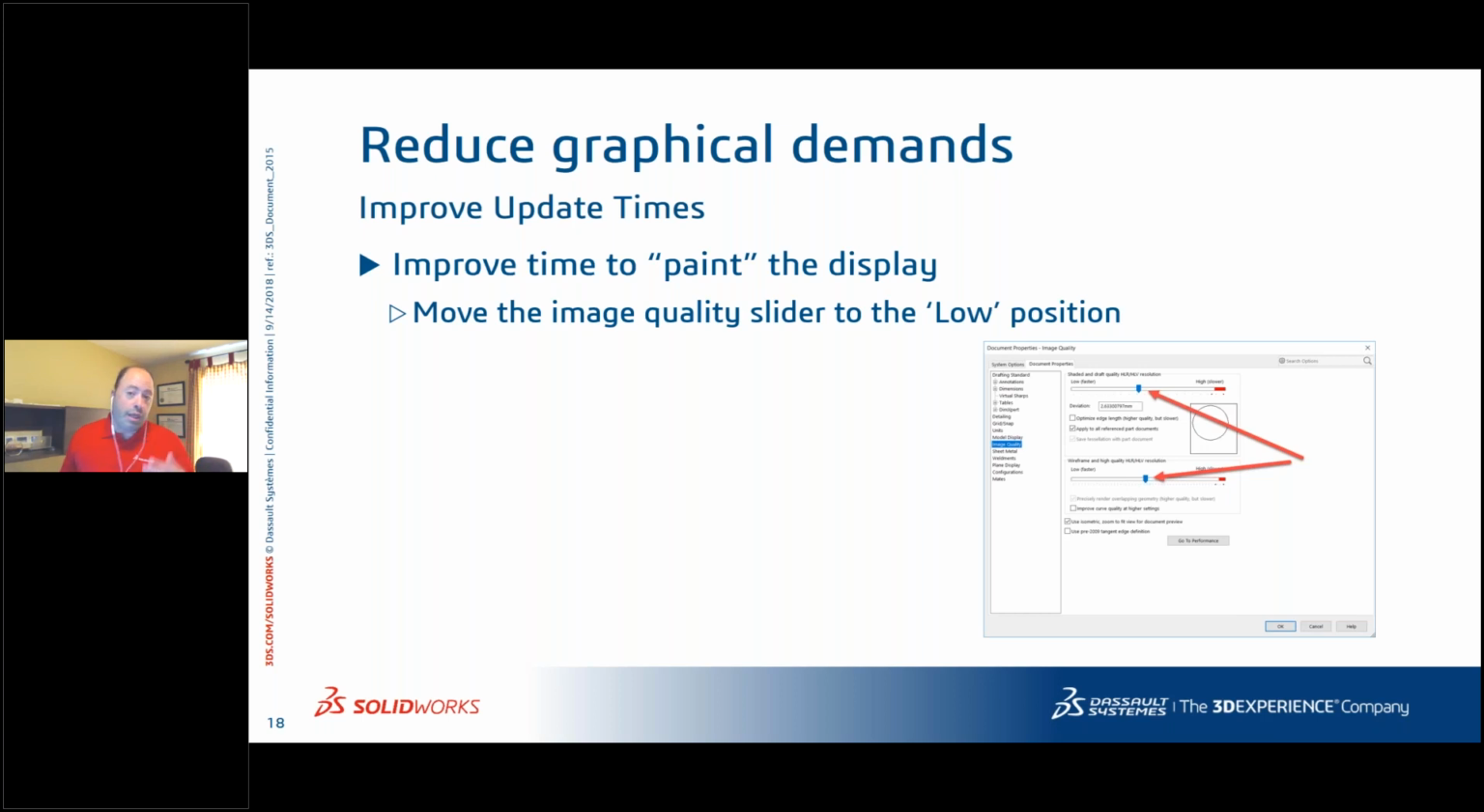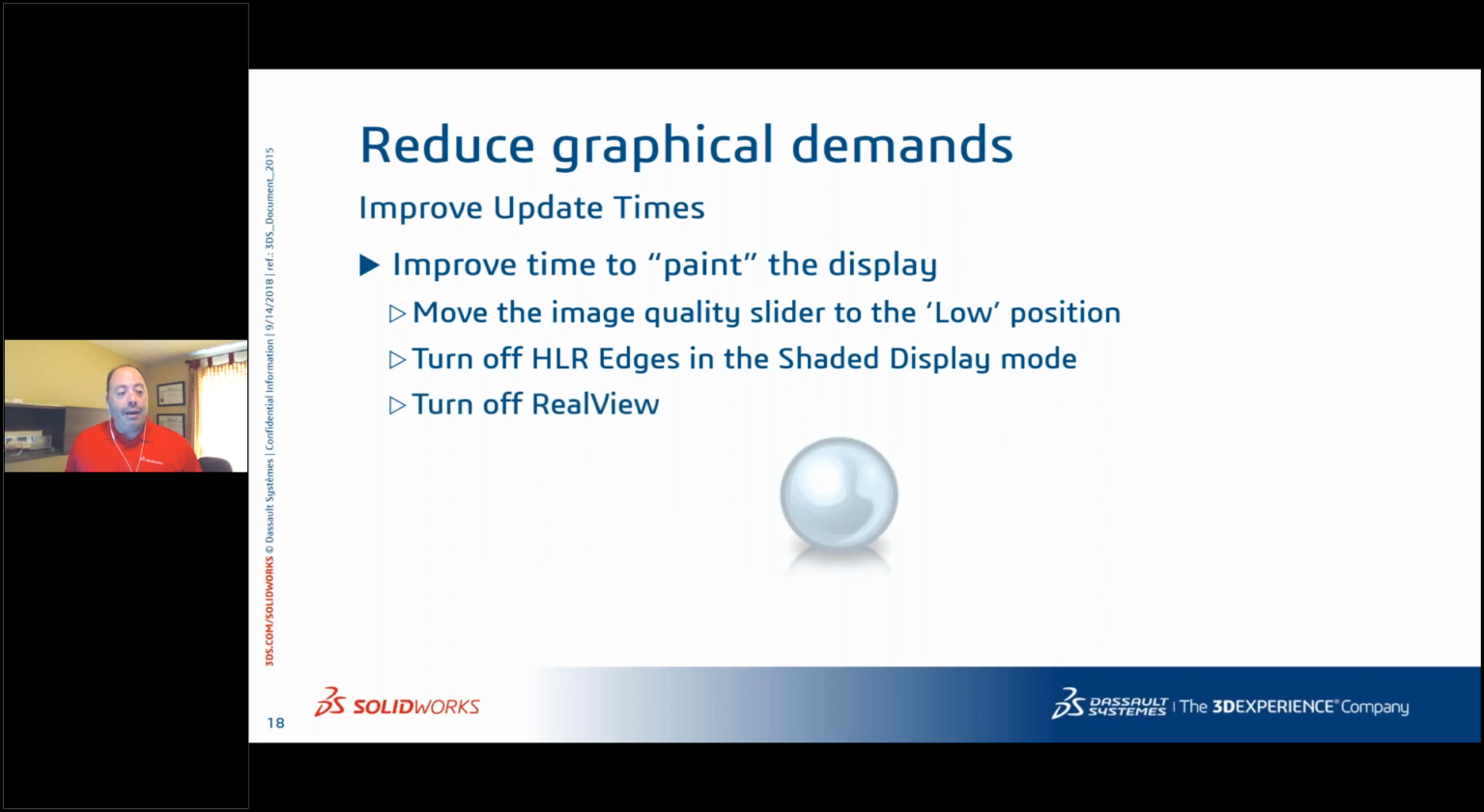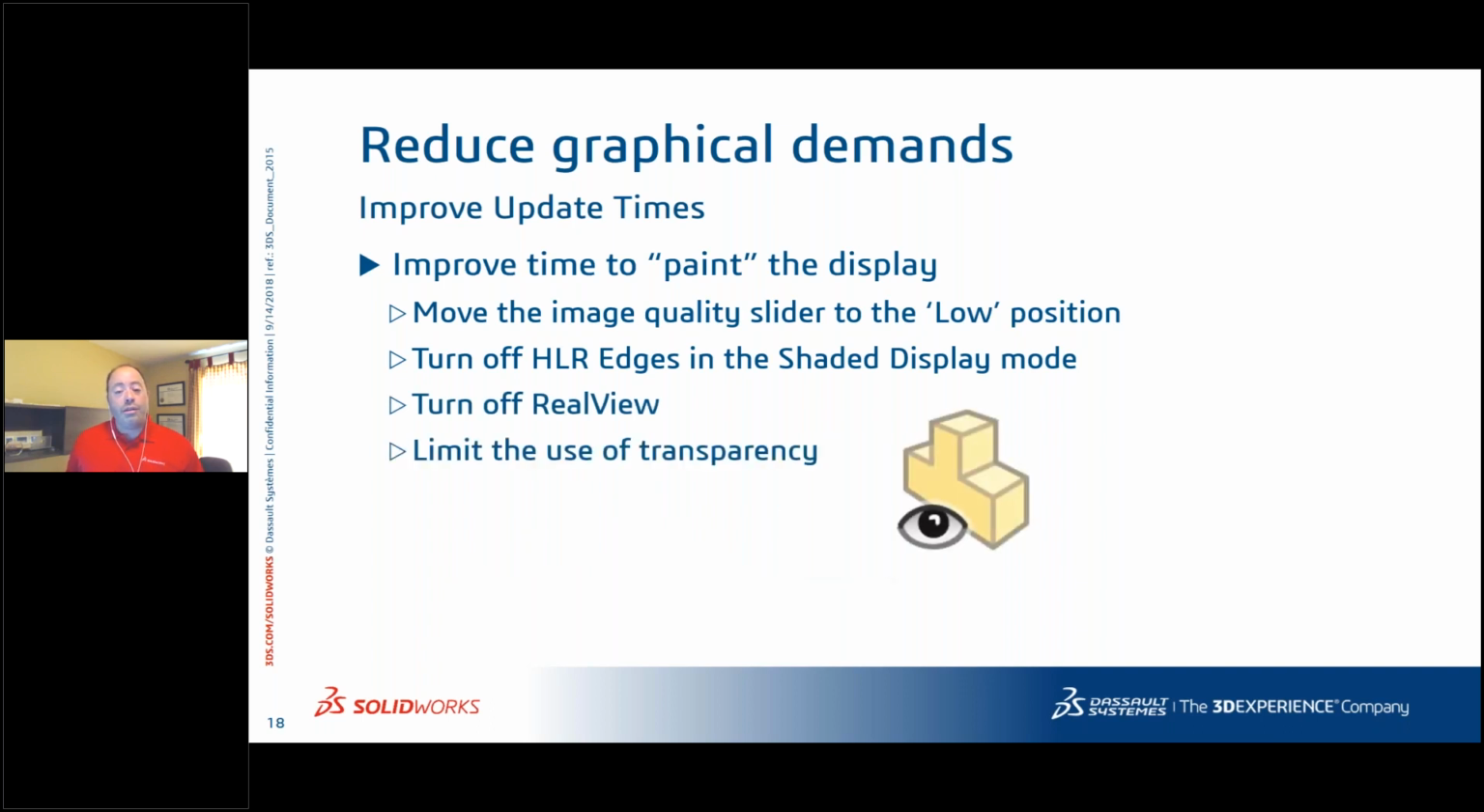It doesn't make sense. So do it as a template. That's easier to do it there. Also, when you're working, I'm going to kind of drill down through a list of options. Hidden line remove: work in shaded versus hidden line visible or hidden line remove. Turn off real view. Other things you might want to use is try to limit transparency at the assembly level.